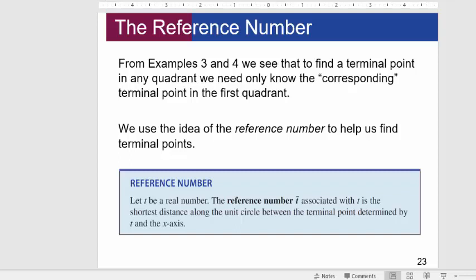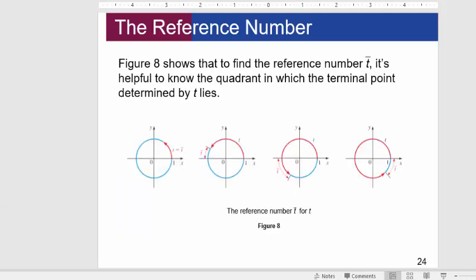So how do you find the reference number, which we're going to call T bar, right? Because remember before, when we were dealing with the angle, we called the reference angle theta bar. So now in our textbook, they're calling the reference number T bar, which is basically the same as theta bar. So how are we going to find it? The same way we found the reference angle, right? So when we're in the first quadrant, it's simple. T and T bar are the same.